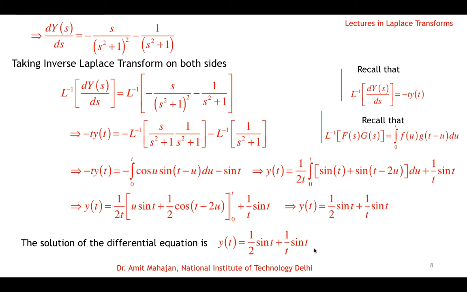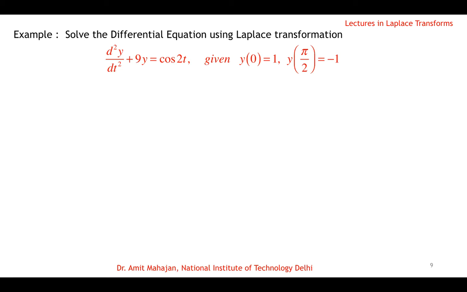Now I take one more example. Say, solve this second order differential equation, which is non-homogeneous but with constant coefficients. But now the conditions are y(0) is equal to 1 and y at t equal to pi by 2 is minus 1. So the conditions are given as a boundary value problem. One condition is at t = 0 and the other is at t equal to pi by 2. Well, our steps remain the same.